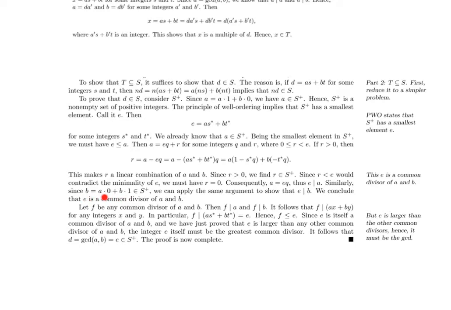Using this linear combination for B shows that B is an element of S plus, and we can use the same argument to show that E divides B. That says that E is a common divisor of A and B. So if F is any, now we're going to just kind of generalize this observation. If F is any common divisor of A and B, that means F divides A, F divides B. It means F divides any linear combination of A and B. In particular, F is going to divide E, which means F is less than or equal to E.